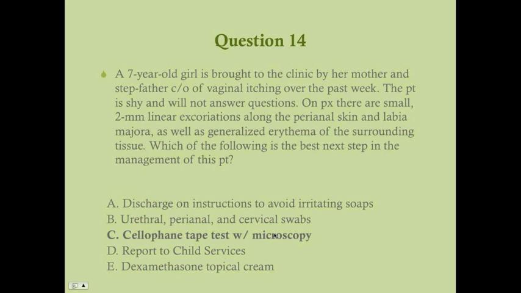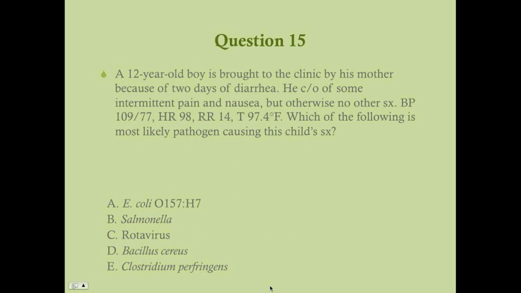Urethral, perianal, and cervical swabs aren't indicated here because that would be if we were suspecting sexual abuse, or if she had vaginal discharge. Report to child services would be premature and not necessary here. Dexamethasone topical cream is kind of an outlier here. Okay.